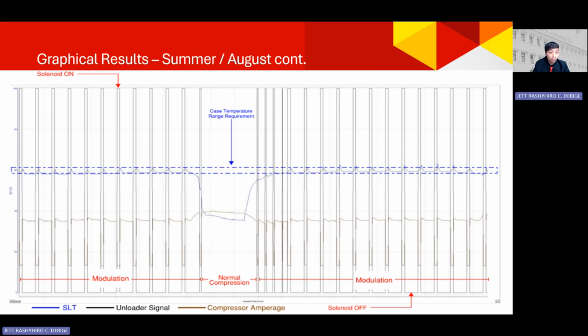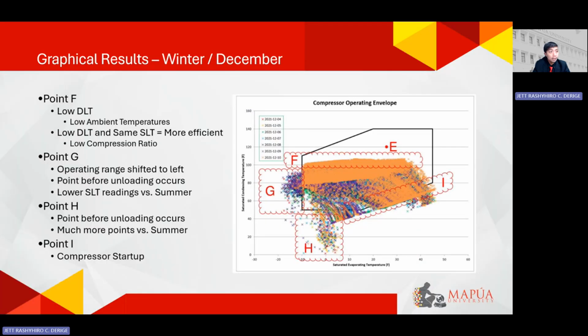So if you see the normal compression in the middle, there is a higher demand for power, as you can see right there. And for the graphical results for winter, point F shows lower discharge line temperatures because of lower ambient temperatures experienced in winter, and lower DLT with the same SLT would be much more efficient because of lower compression ratios. The unit is not working as much to maintain the operating condition.